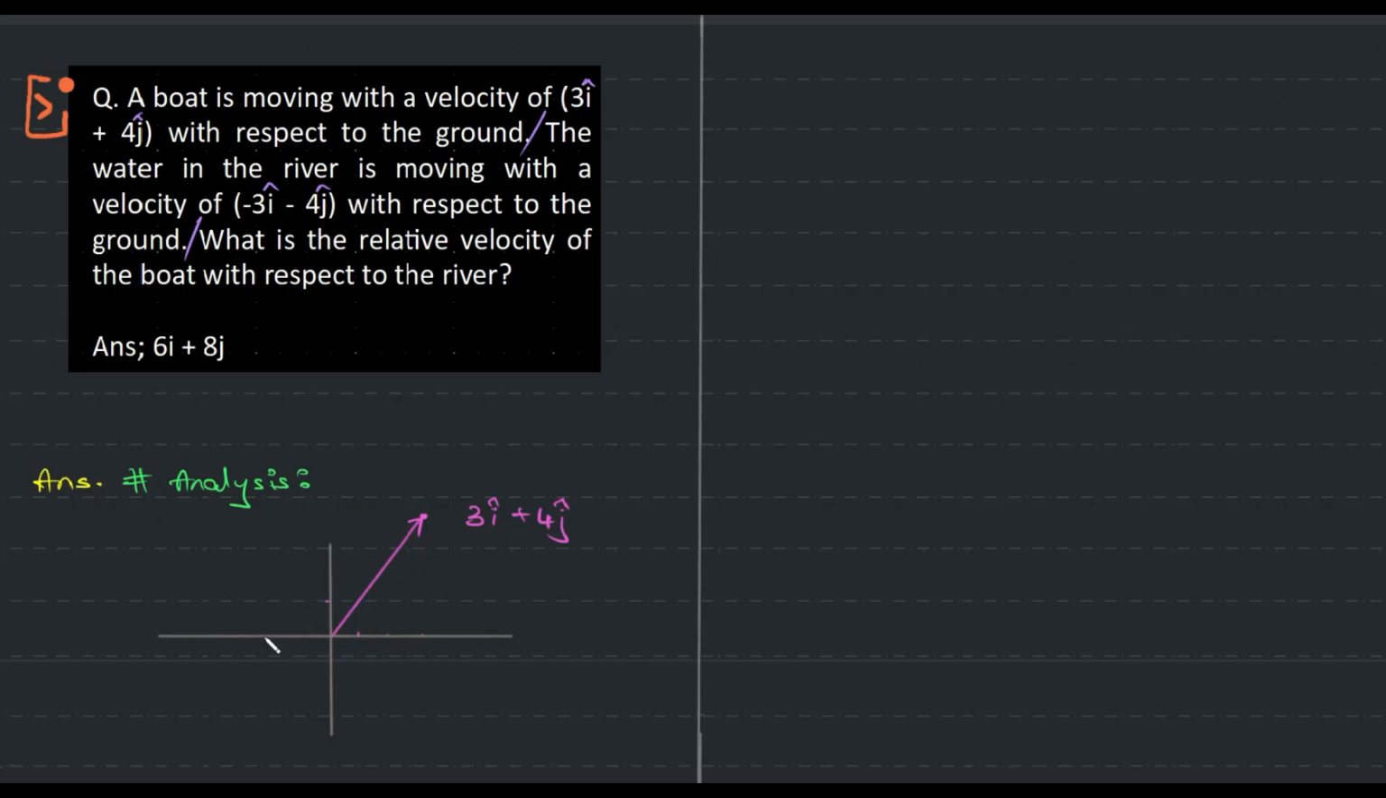And the river, say if you think about it, it's literally the opposite of it, with the same magnitude. This is -3 i cap minus 4 j cap. So basically you can think of the question in this manner, guys.